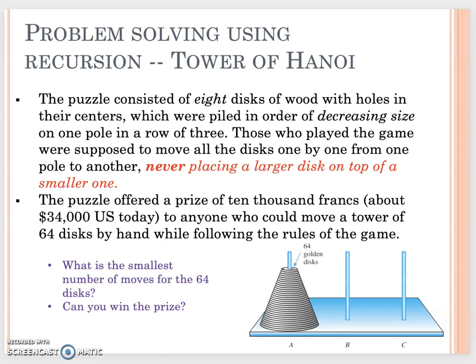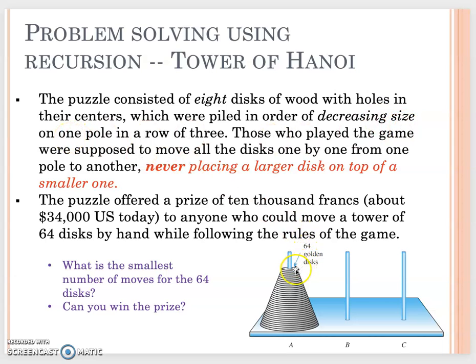With this puzzle game, you can actually win a lot of money. If you can solve this problem, you can win 34,000 US dollars today. The puzzle consists of a few different discs, each made of wood. The original game only had 8 discs. They have holes in their center, so they can be piled in order of decreasing size on one pile.